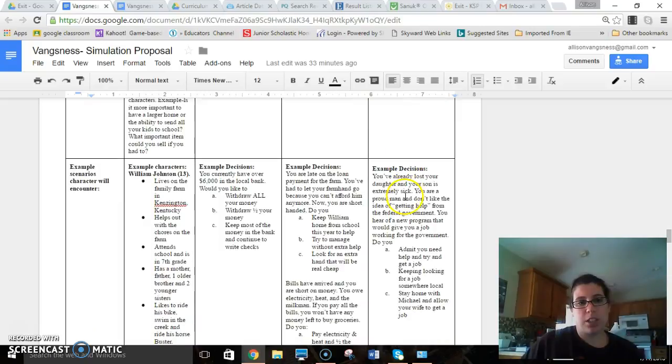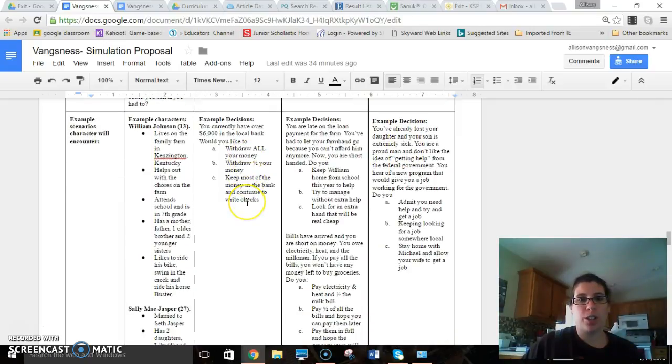So throughout the simulation, students are going to encounter different decisions. And they're going to have to use their problem solving and decision making skills to decide what exactly they are going to do in each situation. And every student's outcome for the simulation is going to be different depending on the decisions that they make and also the characters that they are going to be able to play.